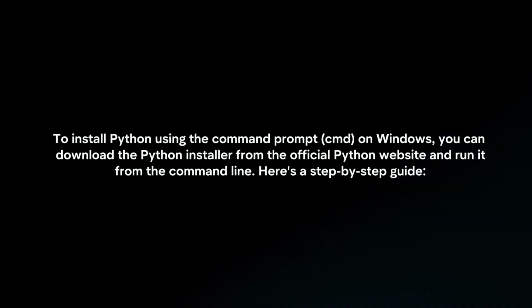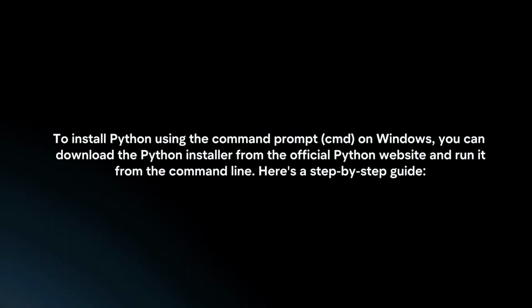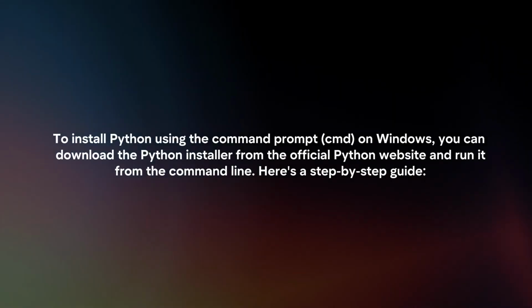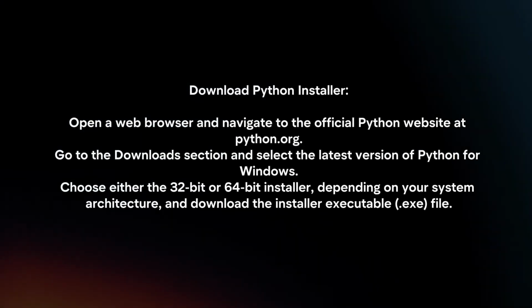To install Python using the command prompt on Windows, you can download the Python installer from the official Python website and run it from the command line. Here's a step-by-step guide. Download Python installer.